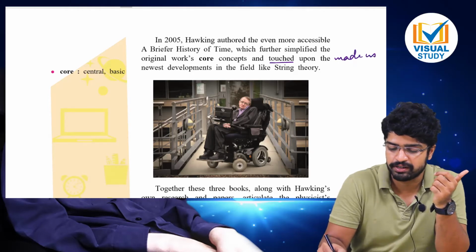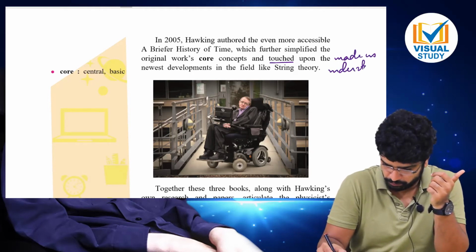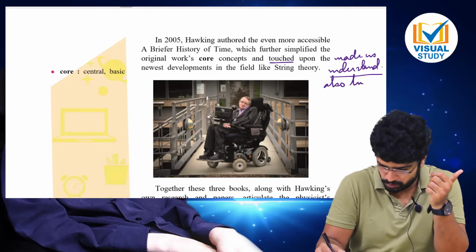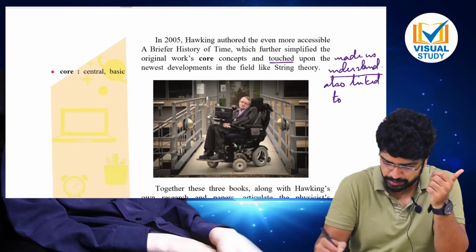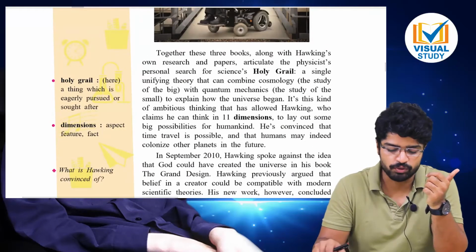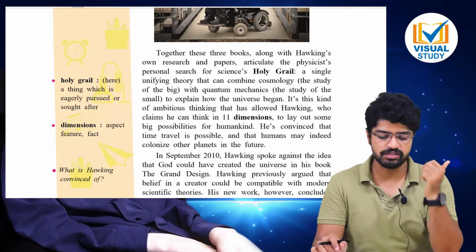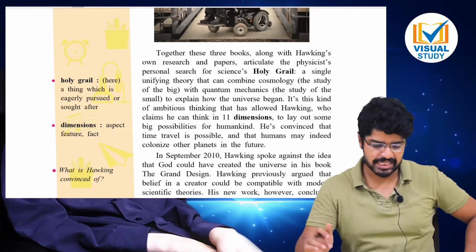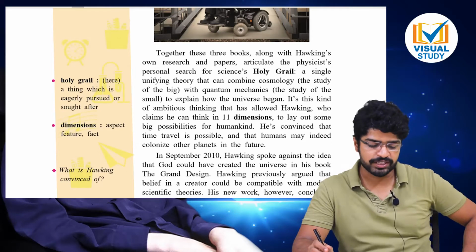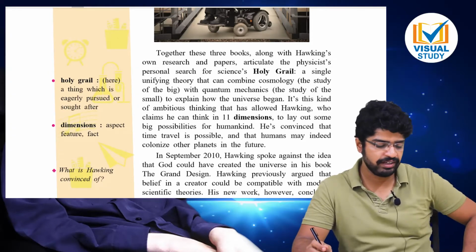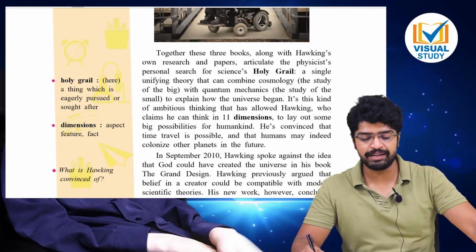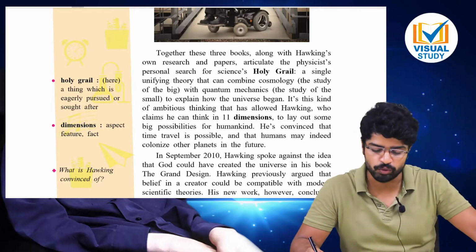Touched upon is made as understood, or also linked to. Okay, string theory. Together, these three books, along with Hawking's own research and papers, articulate the physicist's personal search for science's holy grail, a single unifying theory that can combine cosmology with quantum mechanics to explain how the universe began. Holy grail, a thing which is eagerly pursued or sought after, something which is more influential or can be thought about. That is called holy grail.